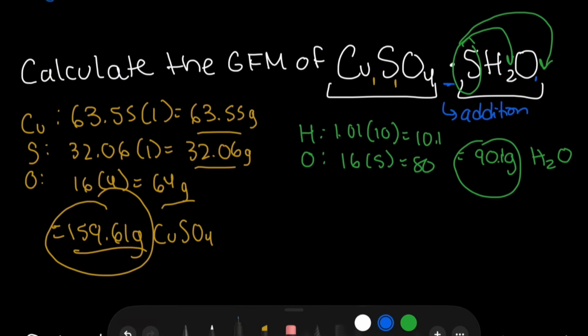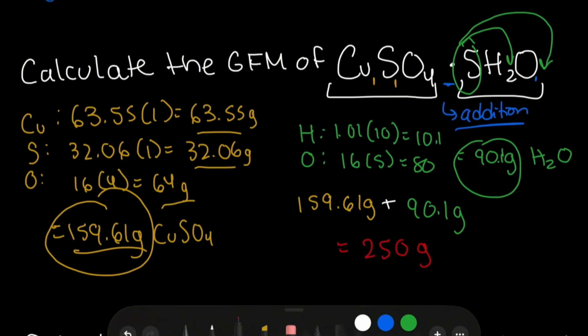Now here's when we come back to the addition symbol. We add these two values together. So we do 159.61 grams plus 90.1 grams. And we're going to end up with around 250 grams, which is the GFM.